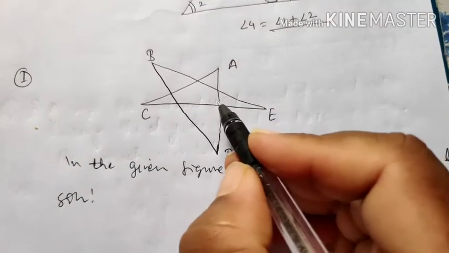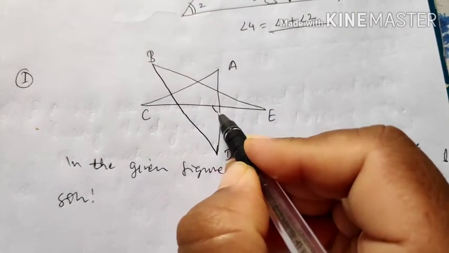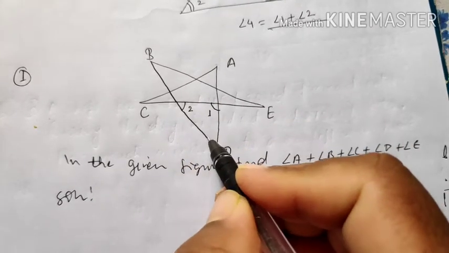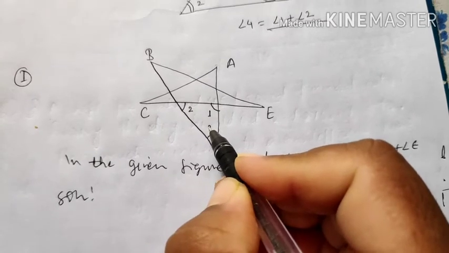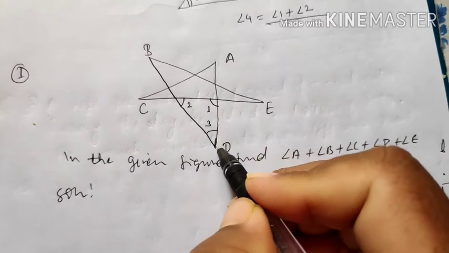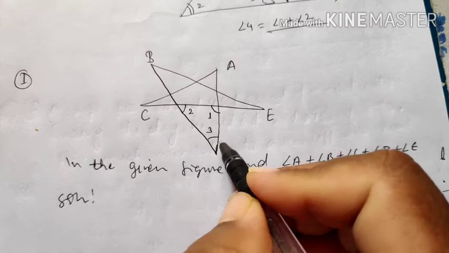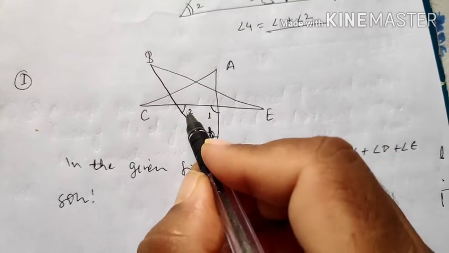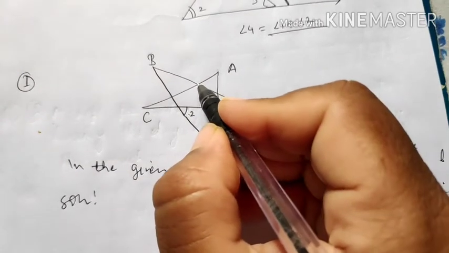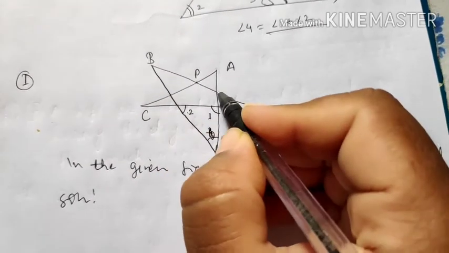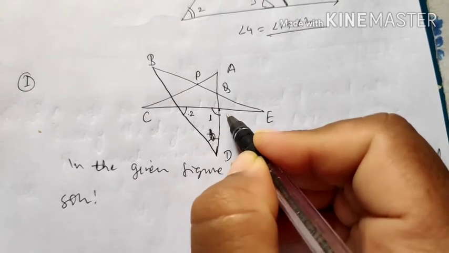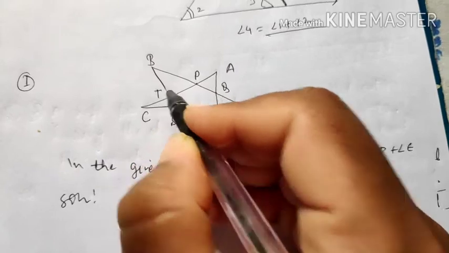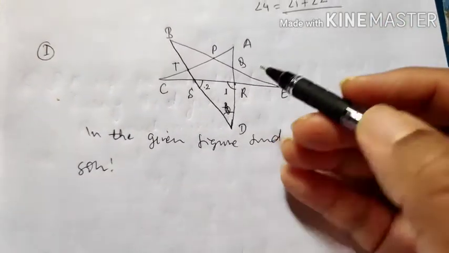First we name some angles. We name this angle as angle 1 and this angle as angle 2. This one is already angle D, so there is no need for angle 3. And we name the points P, Q, R, S and T. Now we are going to solve.